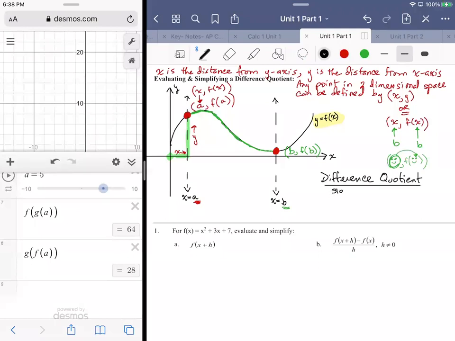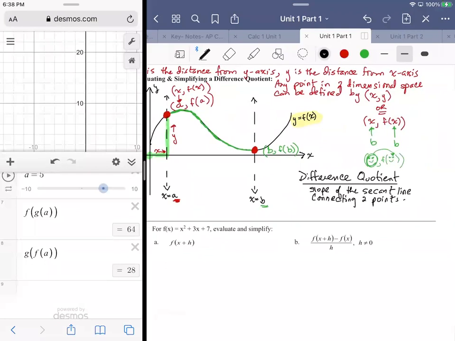The difference quotient is the slope of the secant line, secant, connecting 2 points on some function f of x. Secant is a geometric term. If you define it in a way that's useful for our purposes, it's really just a line that intersects a curve in 2 different locations.